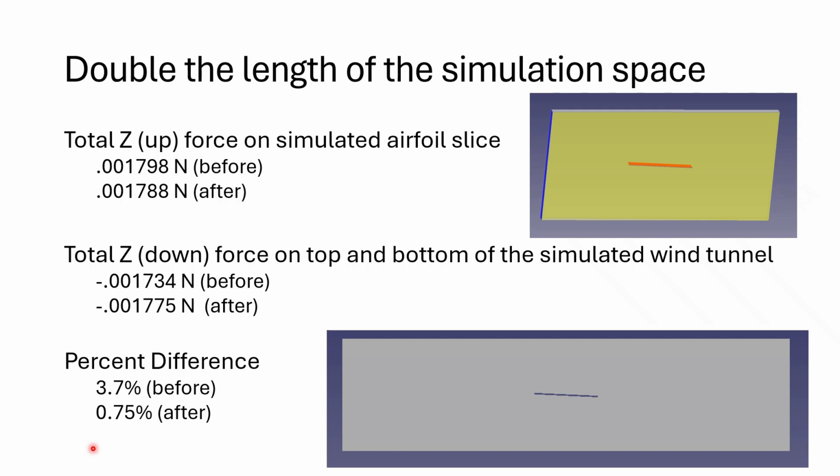I've doubled the length of my simulation space. Now the up force changed a little bit, less than 1%. The down force changed quite a bit, and we've gone from a 3.7% difference between the lift and the force on the wind tunnel, if you would, to less than 1%. So I'm feeling a lot better.